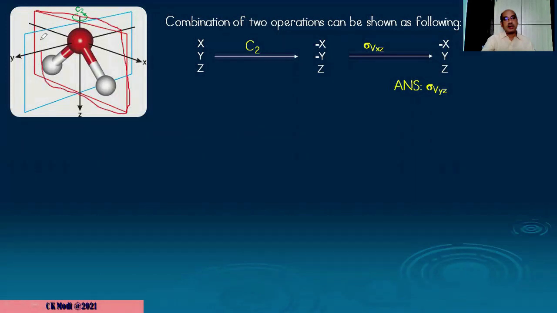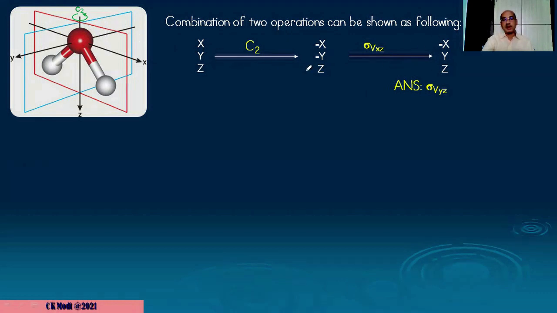This is my sigma v xz plane, and this is minus x. On the same operations, if we perform the second operation sigma v xz, the position of minus x becomes minus x, but minus y, which is perpendicular to the sigma v xz plane, becomes plus y. So minus y becomes plus y, and z remains as it is.